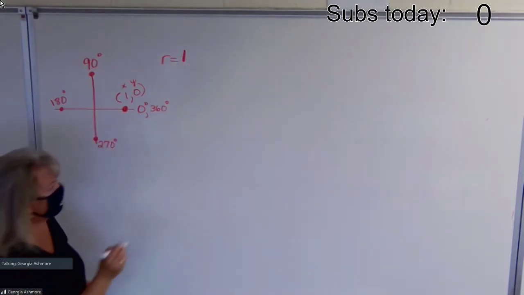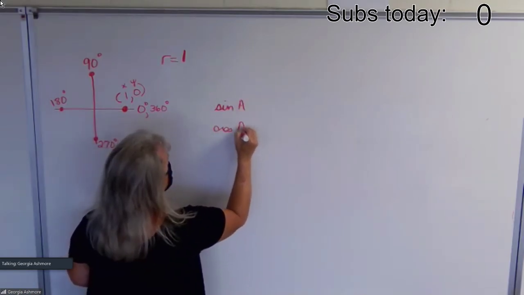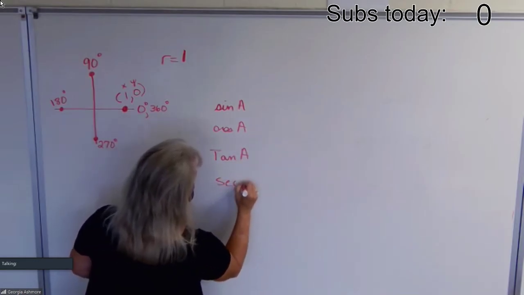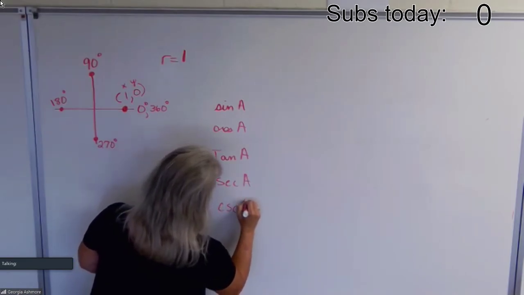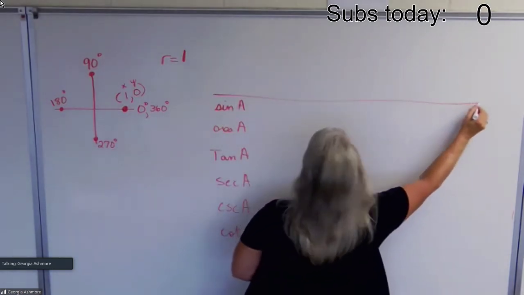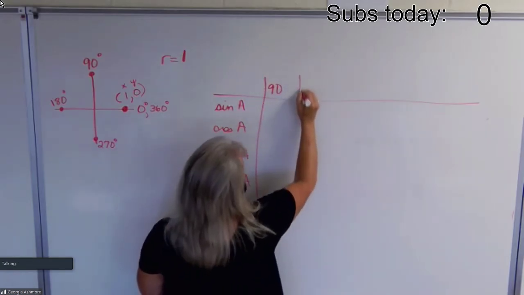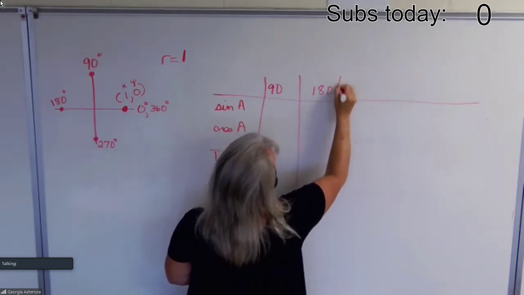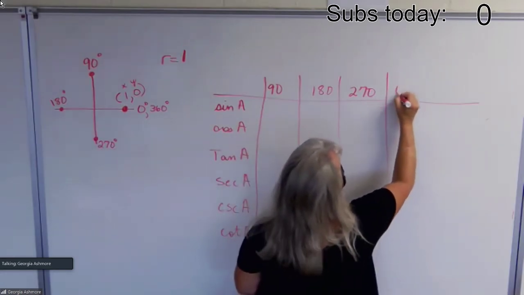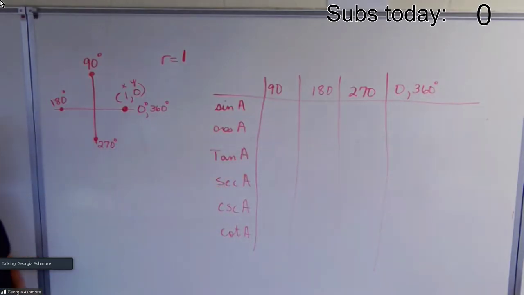And I've got this chart, and it's going to be beneficial for you if I have it just like how they have it. Across the top here, what did they start with? 90 degrees. Then they're going to have 180, 270, and I'm back to 360, which is the same as zero. They're coterminal.